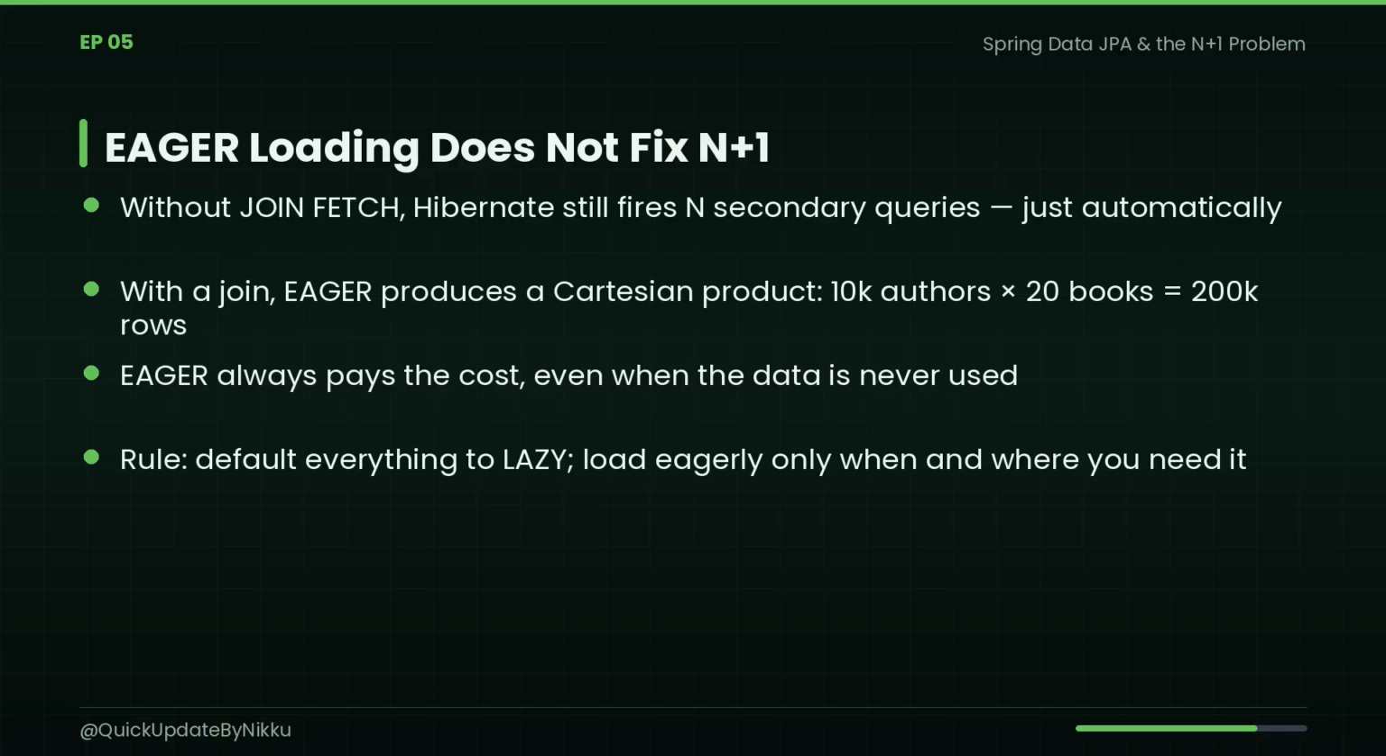Switching a relationship to fetchType.EAGER does not eliminate N+1. It either hides it by firing the extra queries automatically, or it trades N+1 for a single enormous Cartesian product query. Worse, every call to findAll or findById now loads associated data unconditionally, even when all you need is the parent's name. The correct rule is lazy by default, eager by choice, per query, not per mapping.